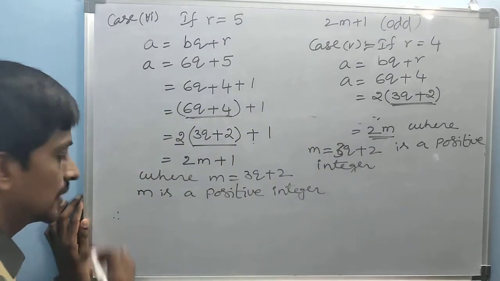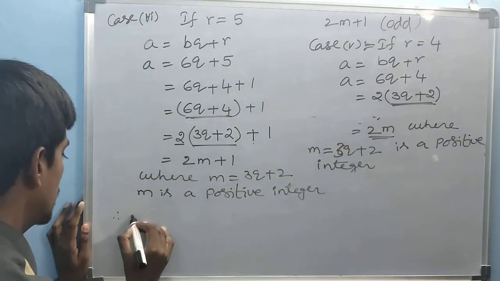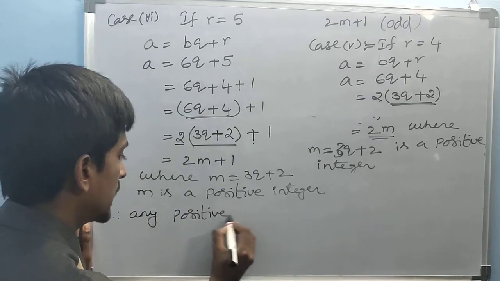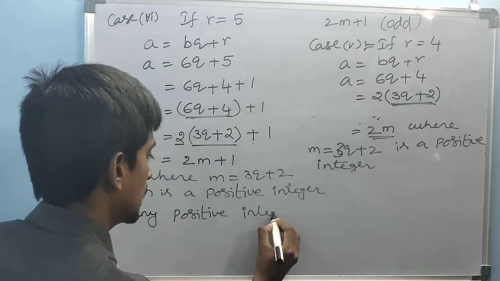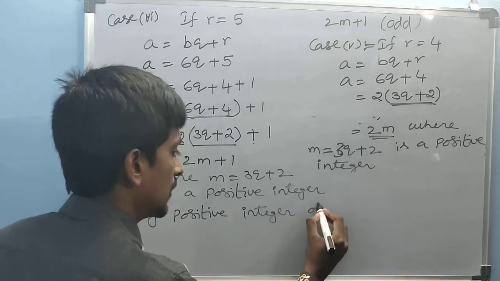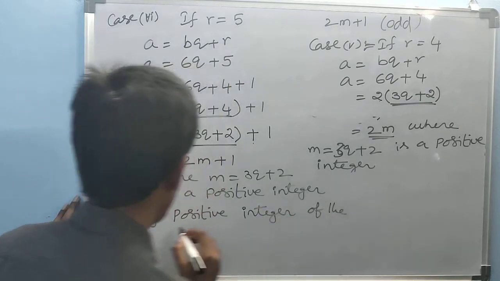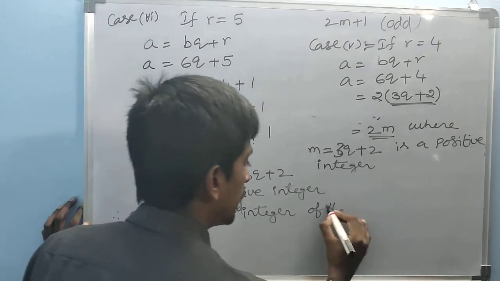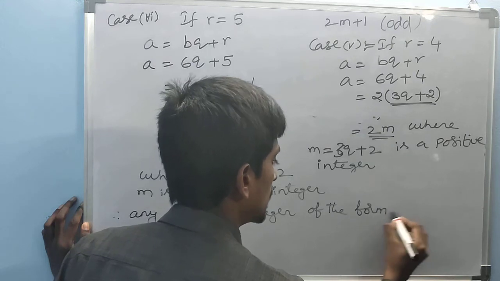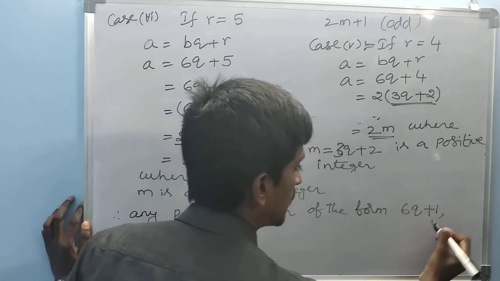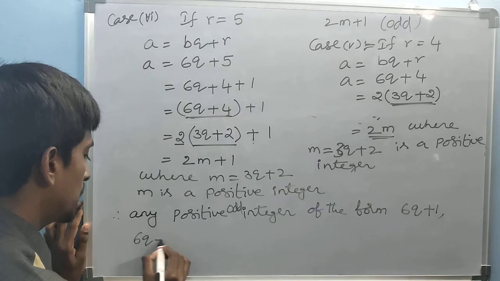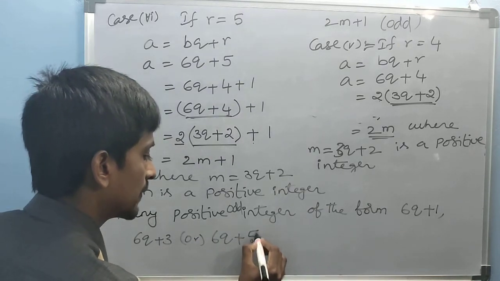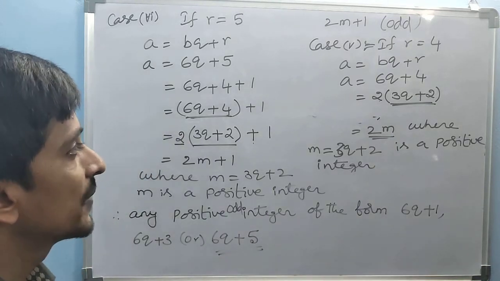Therefore, any positive odd integer is of the form 6q plus 1, 6q plus 3 or 6q plus 5. This is the second sum.